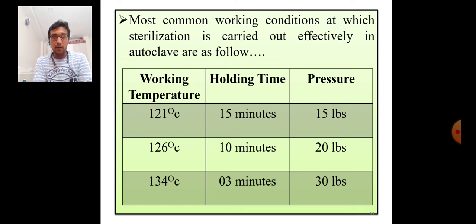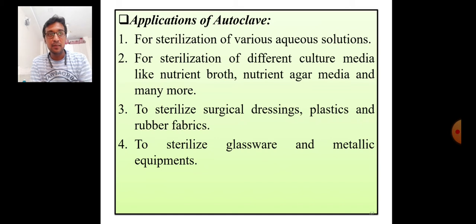The normal working condition for the autoclave for the process of sterilization is 121 degrees Celsius, holding time is 15 minutes and at the pressure of 15 lbs. When the pressure is 15 lbs, at that time the internal temperature is 121 degrees Celsius and the holding period or the holding time of the material or the article inside the autoclave is just 15 minutes. Okay, moving on to the next slide.